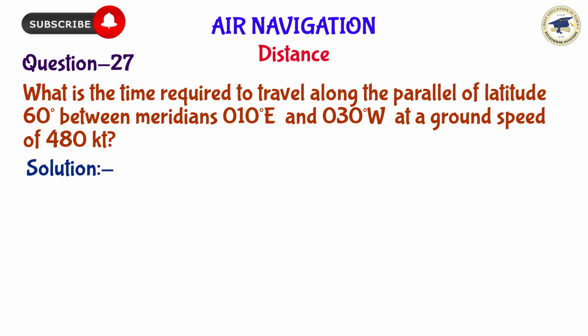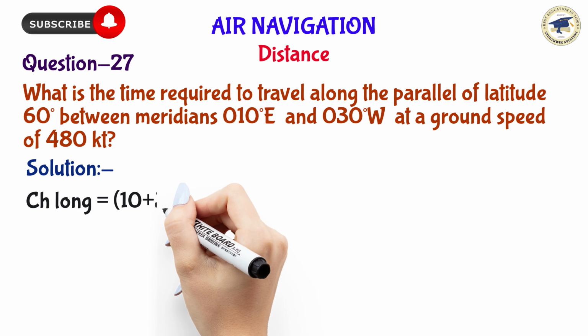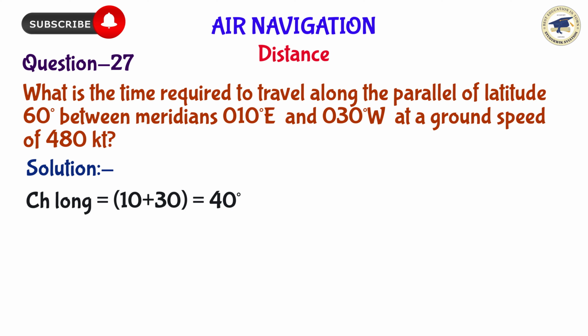To find the distance along the parallel, we use the formula: distance equals change in longitude times 60 times cosine of the latitude. Here, the change in longitude is 40 degrees.